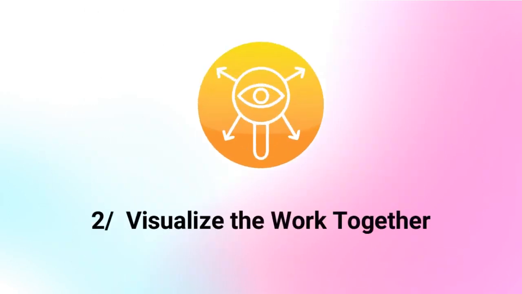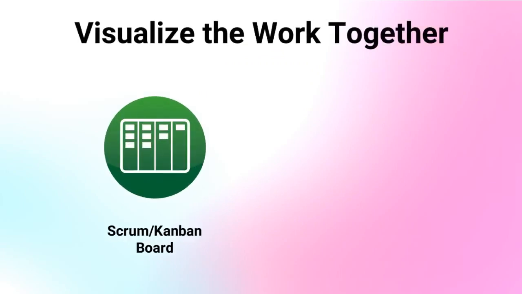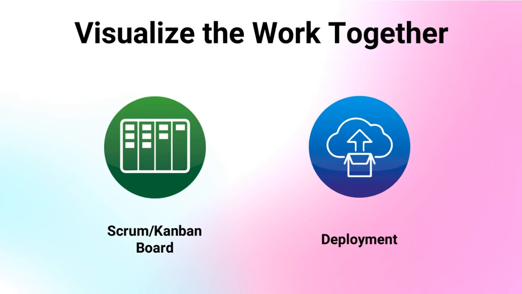Next, visualize the work together. This goes hand in hand with bringing operations into your deployment process. If you've got a Scrum board or a Kanban board, add a few columns to the end of it, even if it's as simple as waiting for deployment. It's a small change, but it sends a clear message that the work isn't done until it is deployed and usable. After all, that amazing feature doesn't help anyone while it's sitting in the code repository.